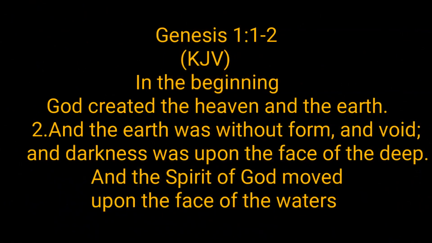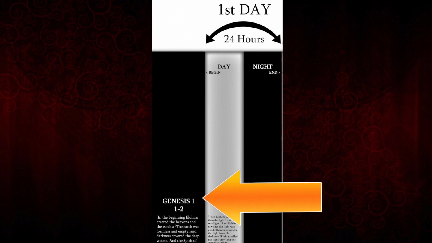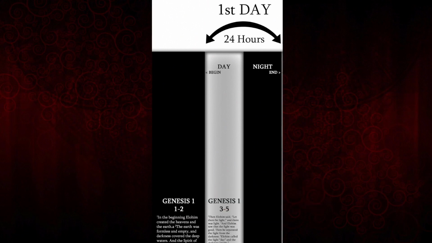If you go to Genesis chapter 1, from verse 1 to verse 2, it tells you that the earth was dark. Our Creator created the earth, and it was dark.